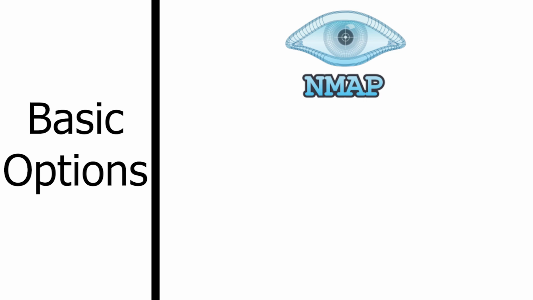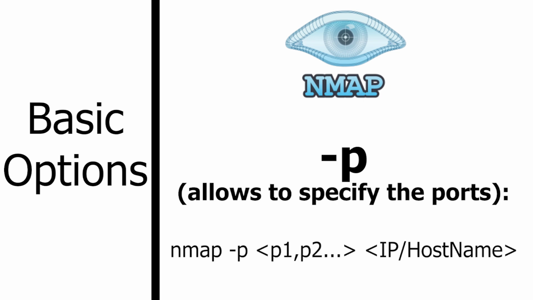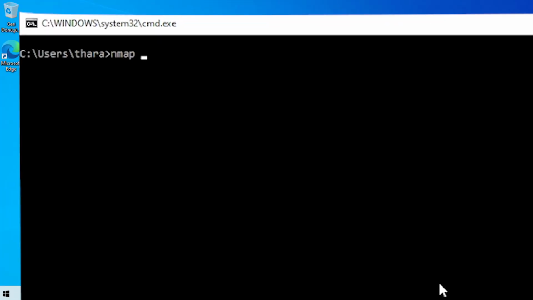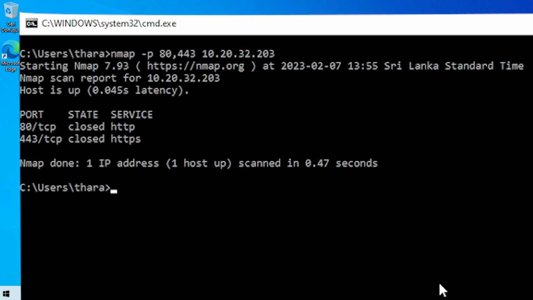Another useful option is the -p option, which allows you to specify the ports to be scanned. For example, to scan only port 80 and 443, you can run the command like this. Let's see how Nmap produced the output for this command. You can see that Nmap produces the result within a second.